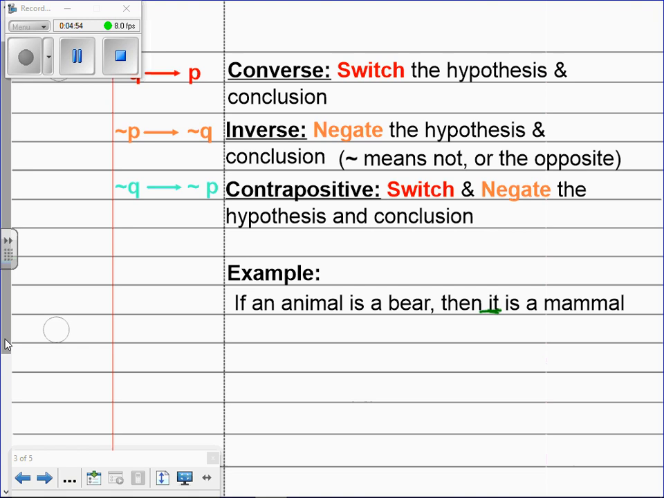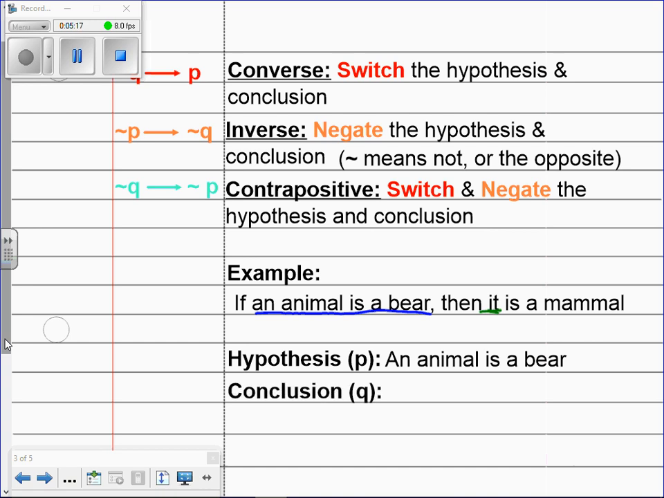Okay? So our first thing we want to do, let's identify the hypothesis. Remember the hypothesis, we represent with the letter P, and it's what follows the if statement. So it would be here, okay? An animal is a bear. And then the conclusion is represented with the letter Q, and it follows the then statement. So it is a mammal, okay? And that would be the conclusion.